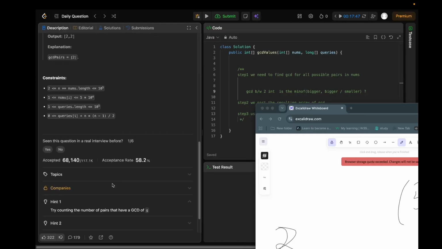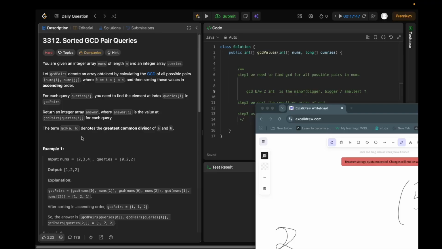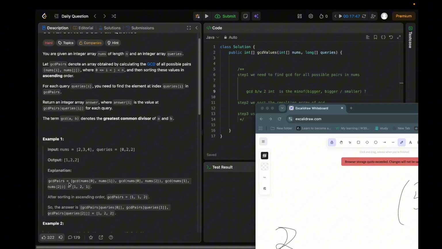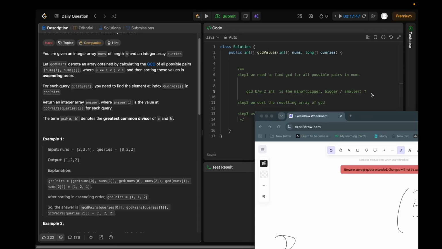Try counting the number of pairs that have a greatest common divisor of G. How will we count? Use inclusion and exclusion. I don't know what this means. Try counting the number of pairs. So here we're given GCD pairs equal to GCD of nums[0], nums[1]. Yeah. 2 and 3 answer is 1. 2 and 4 answer is 2. 3 and 4 answer is 1. So it will be 4 and 4 divided by 3. I think this is the correct way to do it.